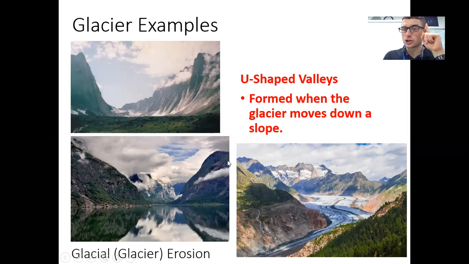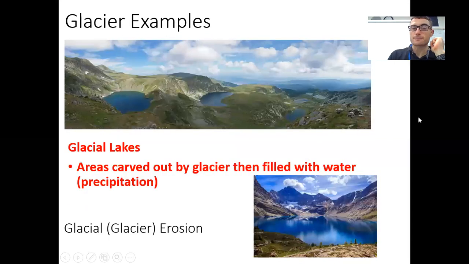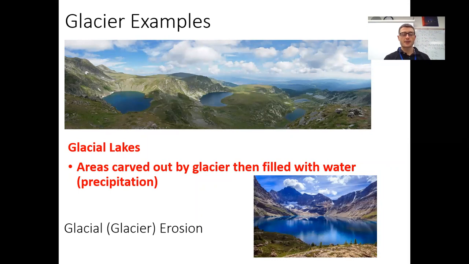So our first one is U-shaped valleys. And we got to know what erosion causes these structures. I may ask you on a quiz, what erosion do we get with U-shaped valleys? You got to know it's glacial or glacier, okay? And our last example of today, guys, is going to be glacial lakes. Areas carved out by glacier, then filled with water.